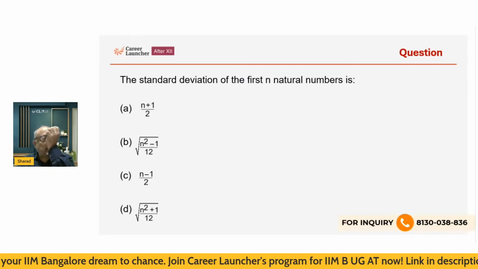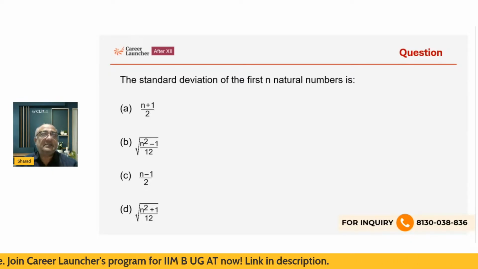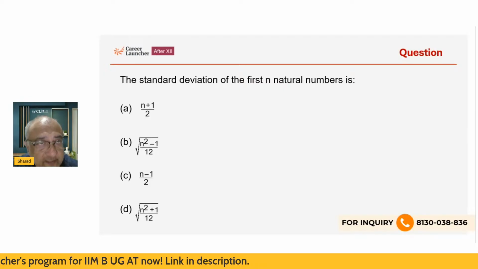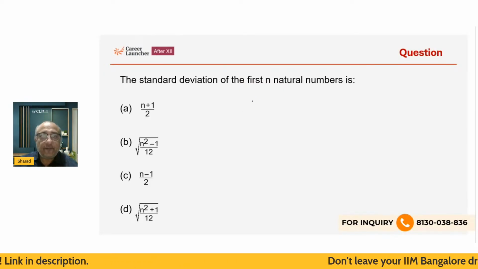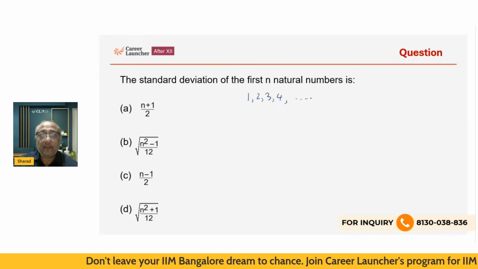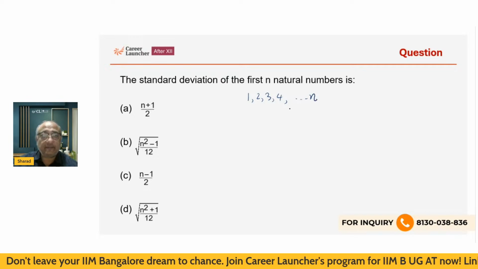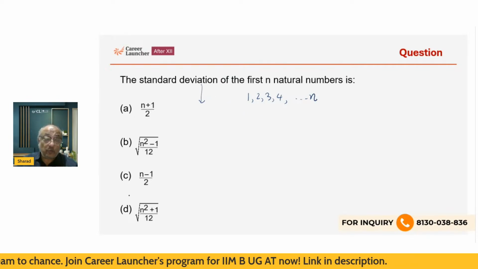Now let's do this question which will help us recall all the concepts related to variance and standard deviation. Great, let's get going. First, natural numbers. So the numbers are 1, 2, 3, 4, and the last number is n, when we have to find out the standard deviation. So let's do a little bit of theory.